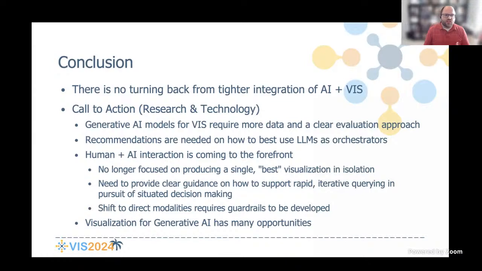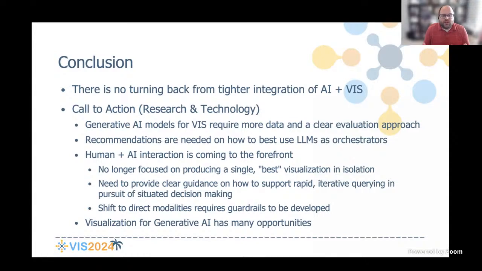And we're really seeing human and AI interaction coming to the forefront. We're no longer concerned with a single best visualization in isolation, but rather need to develop guidance on how to support rapid iterative querying in pursuit of situated decision-making. And this sort of shift to direct modalities requires guardrails to be developed.